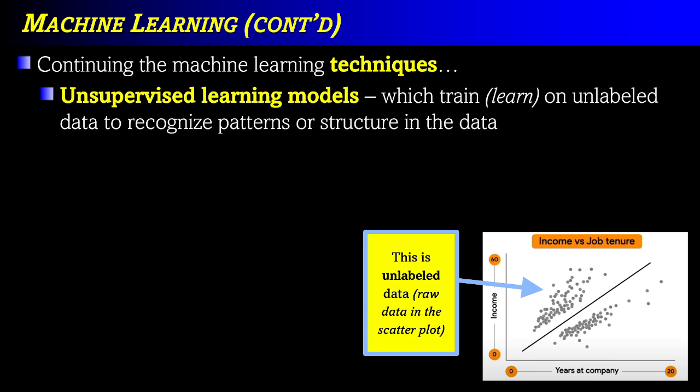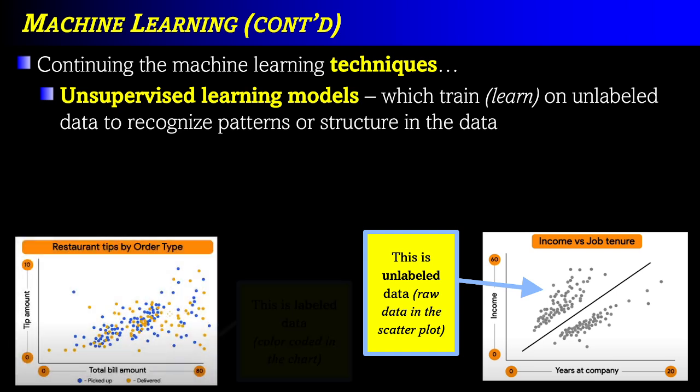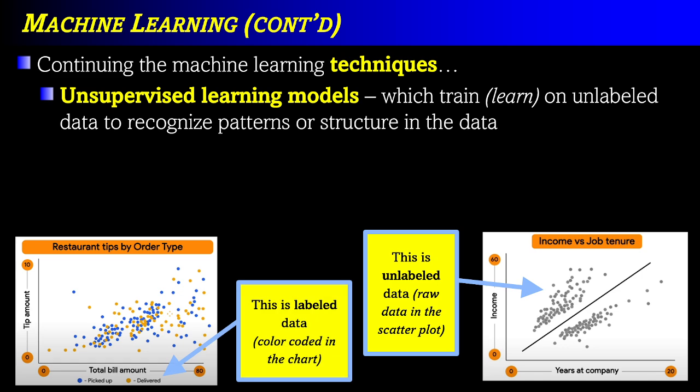But this is unlabeled data, right? It's raw data within the scatter plot. We don't know much of the data other than where it falls on the axes. Versus labeled data, which is color-coded within the scatter plot.